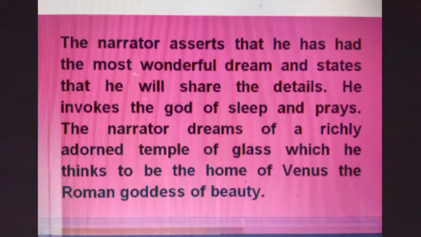The narrator asserts that he has had the most wonderful dream and states that he will share the details. So he sees a dream, and after that he starts to narrate his dream. He invokes the god of sleep and prays. So before beginning his dream, that is telling a story, he invokes first the god of sleep. So remember whom he invokes in the book first: the god of sleep.